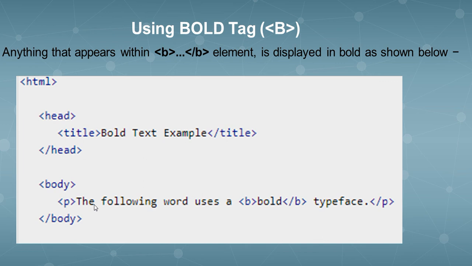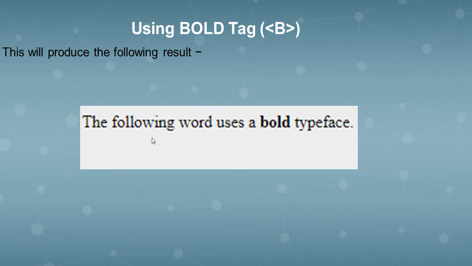Here is the paragraph. Under the paragraph we have used the bold tag open and bold tag close. Within that we have written a bold typeface, then paragraph close. So its output will be: the following word uses the bold typeface. So here you can see that bold comes in thicker lines as compared to the other text.